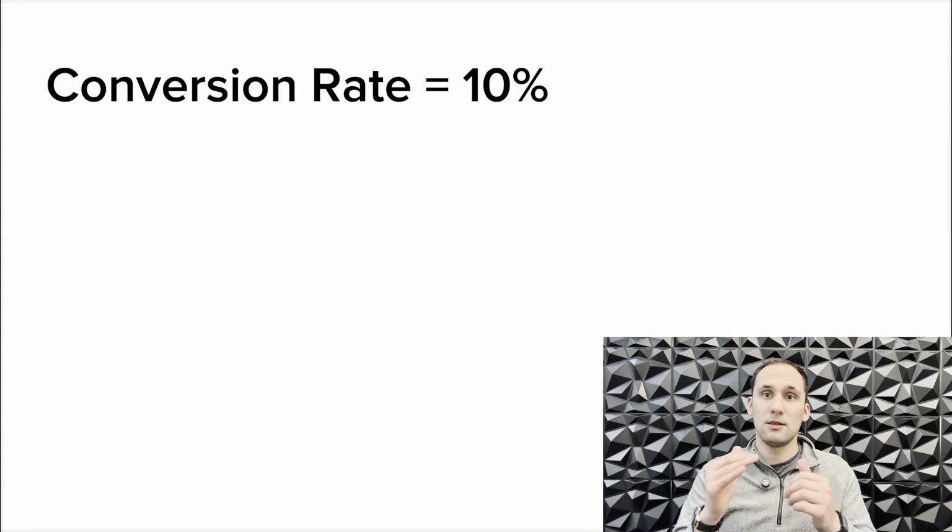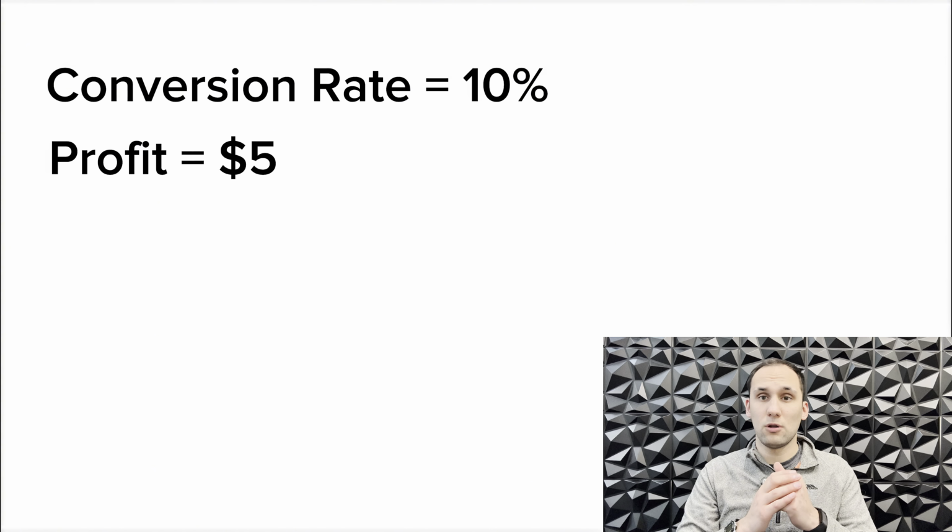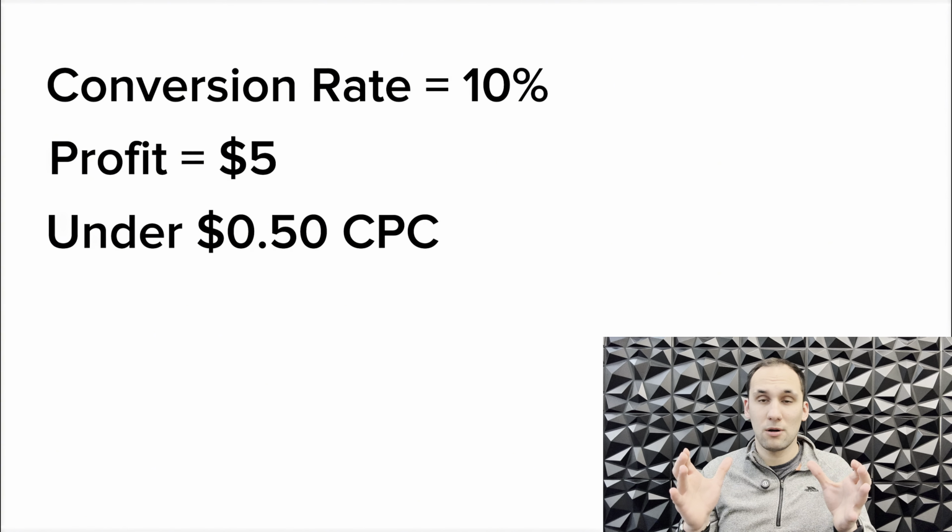Meaning, you know that your conversion rate is 10%, you know that your profit is $5, you know that you need to be under 50 cents per bid. That's the cost per click. It needs to be under 50 cents because if not, you're just going to be breaking even. Now, the numbers will change. Conversion rate might go up and down, but those will be roughly the numbers at the beginning.